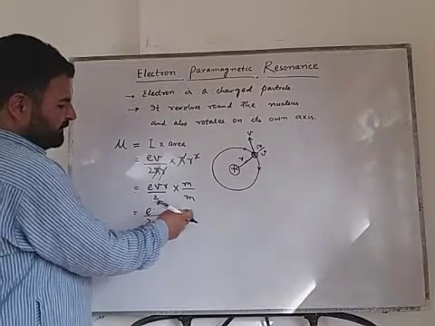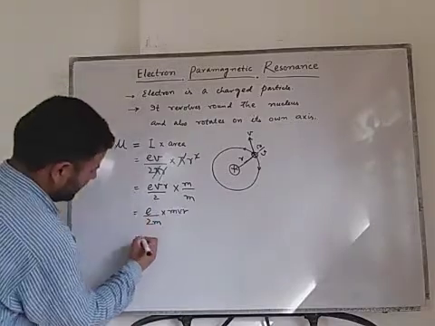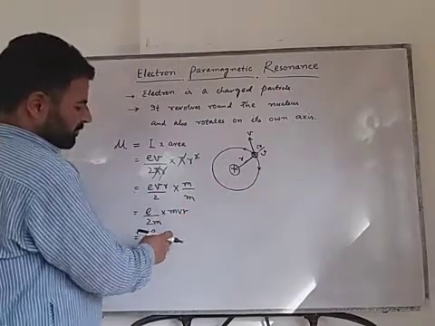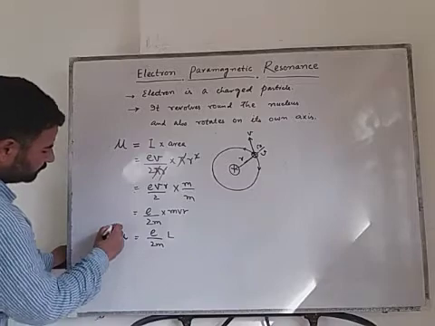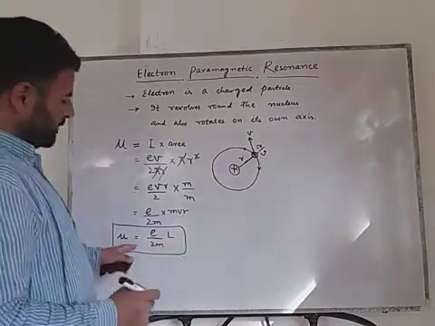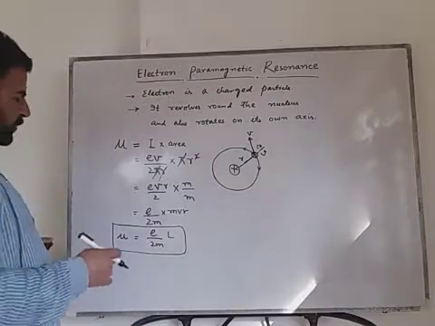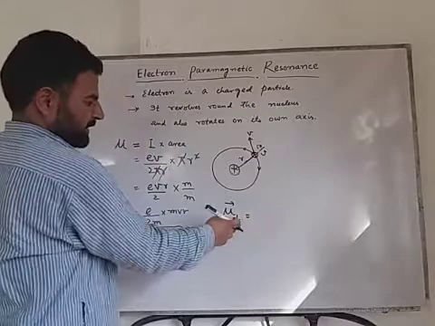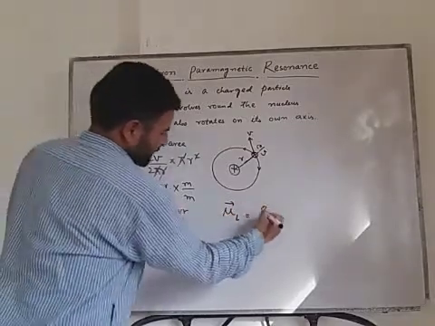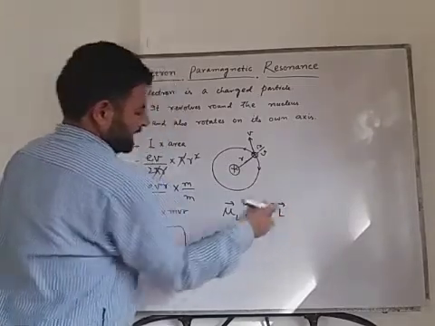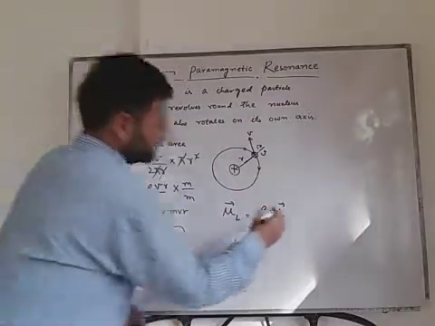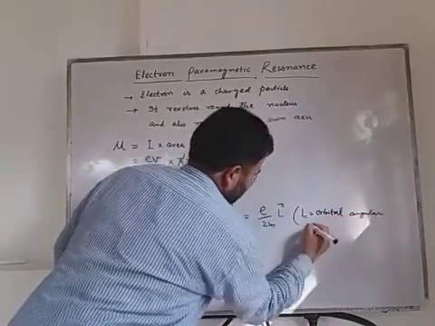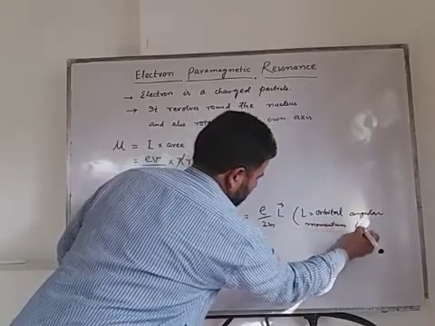mvr. As I already told you, mvr is the orbital angular momentum, so it will be equal to E by 2m into L, because mvr is the orbital angular momentum, that is L. So we got the orbital magnetic moment is equal to E by 2m L. If we put it in the vector form, we will write mu L, that means orbital magnetic moment, equal to E by 2m L, where L is the orbital angular momentum quantum number.